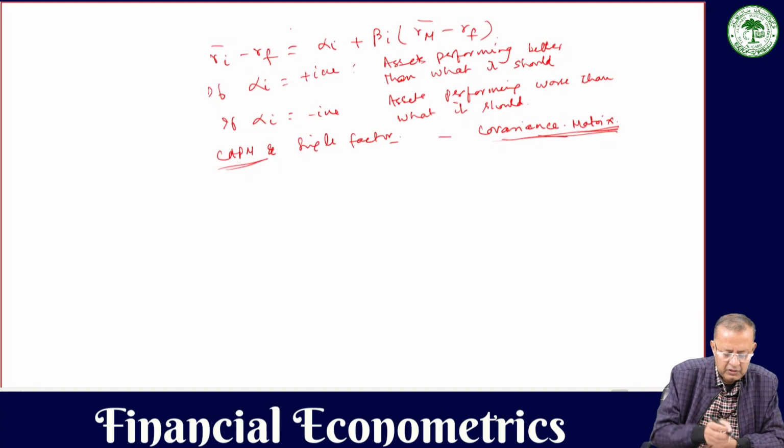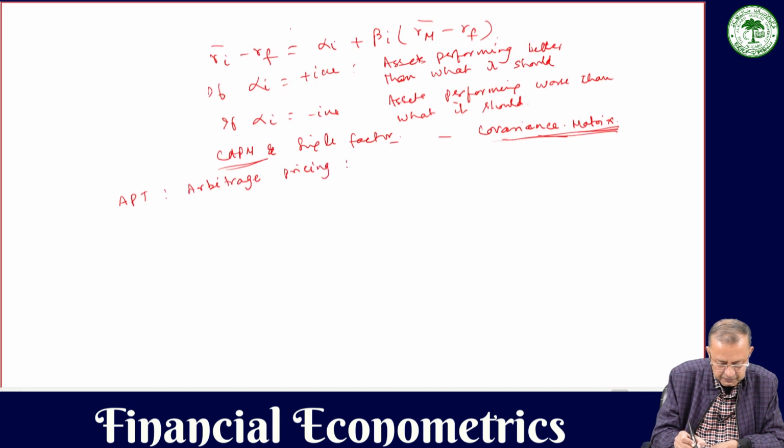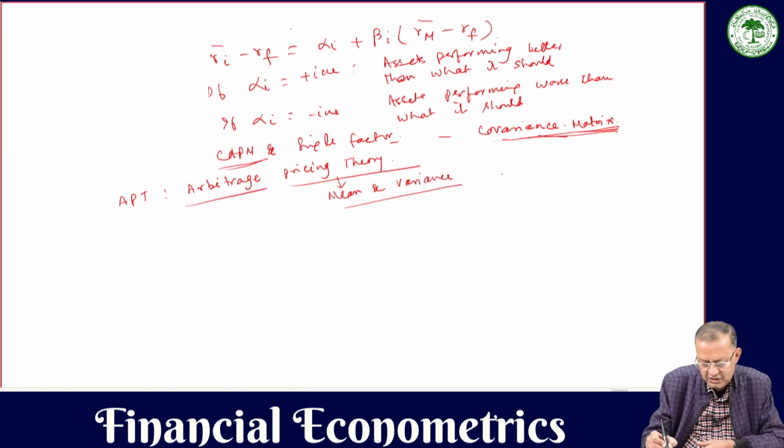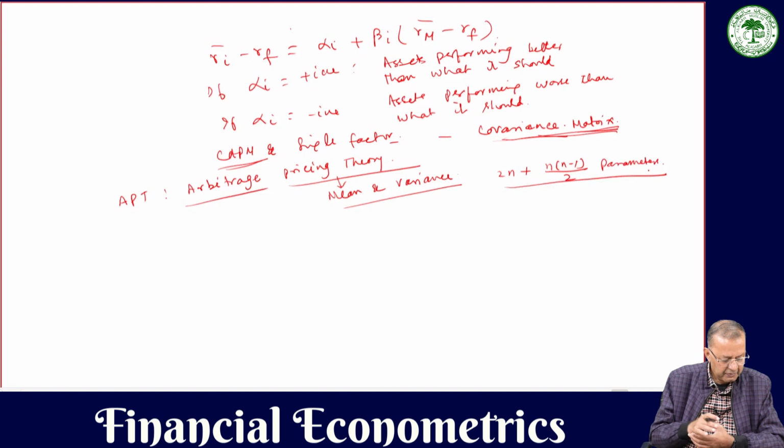Now there is another model which we call APT, Arbitrage Pricing Theory. This also does not assume that there is a need of any mean and variances like the mean variance theory, where you have to estimate, let me repeat again, n into (n+1)/2 parameters, this much of the parameters.